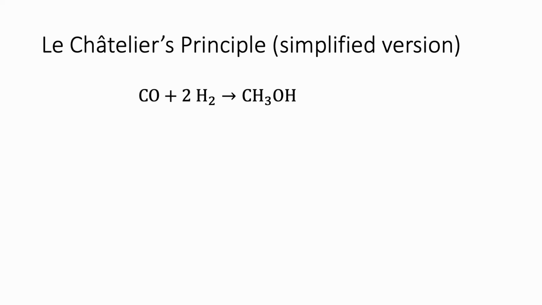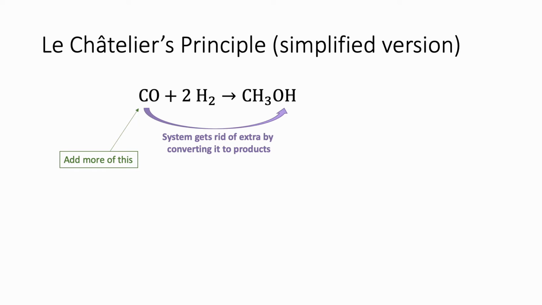Let's say you have this reaction of carbon monoxide reacting with 2 hydrogen gas to make methanol. If you add more carbon monoxide, what's going to happen is that the system will get rid of at least part of that extra carbon monoxide by converting it to products.